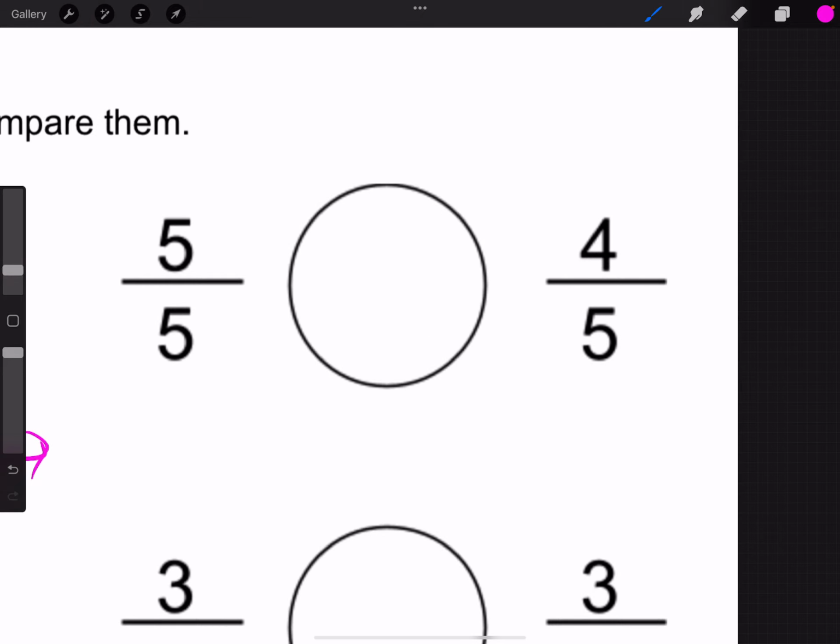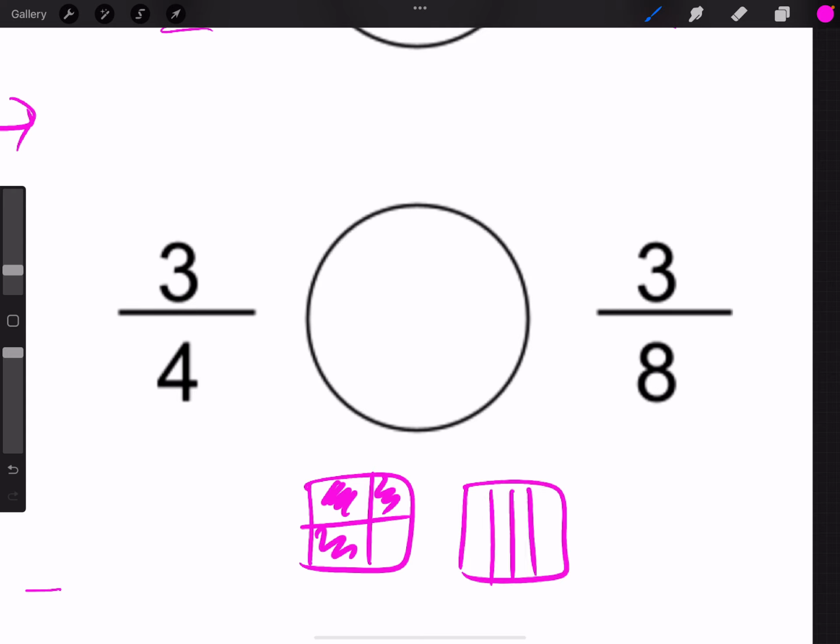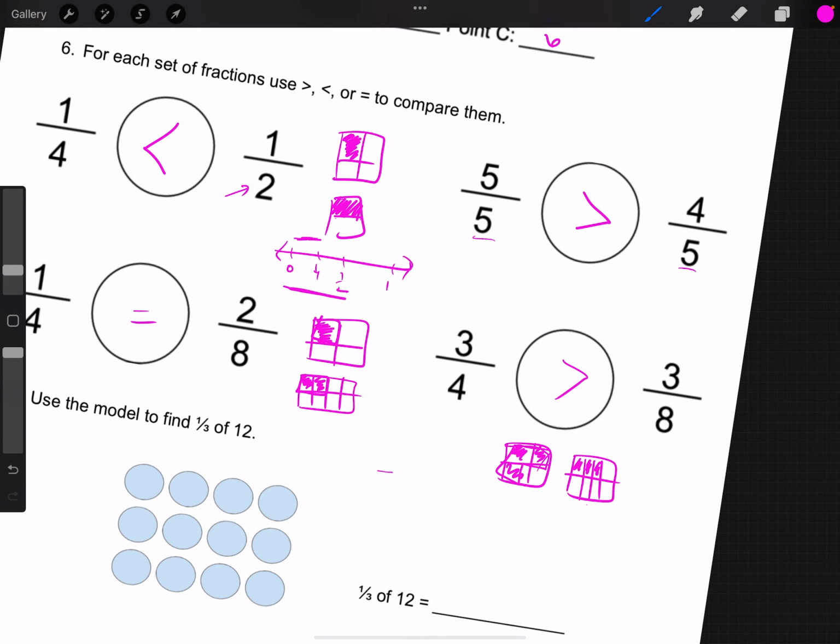5/5 and 4/5. I think many kids are going to see that one, that 5/5 is greater because it's easy to compare them with the same denominator. And then 3/4 and 3/8. Again, they could draw models, but if they have the same number of pieces, so if I have 3/4 right here, and I have 3/8, hopefully I'm going to see that 3/4 really covers a much bigger area of that model. So 3/4 is bigger. There you go.